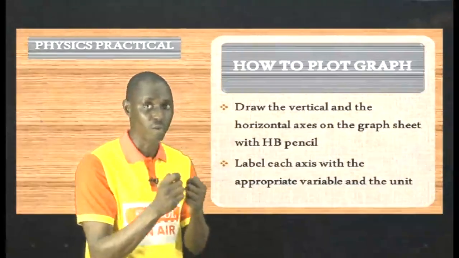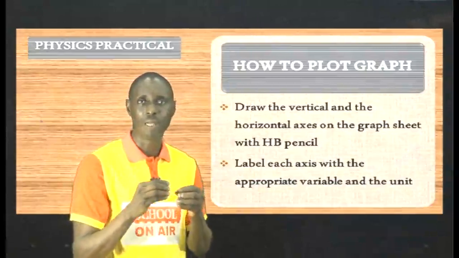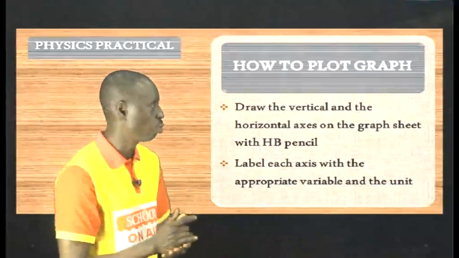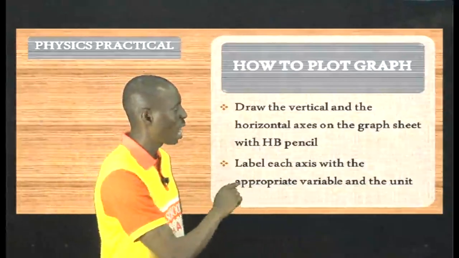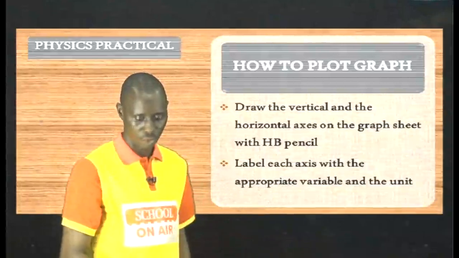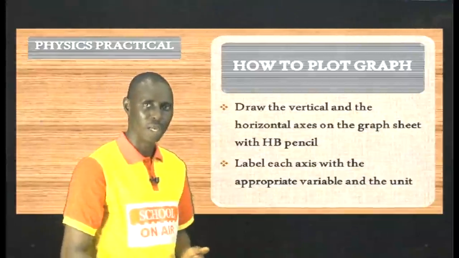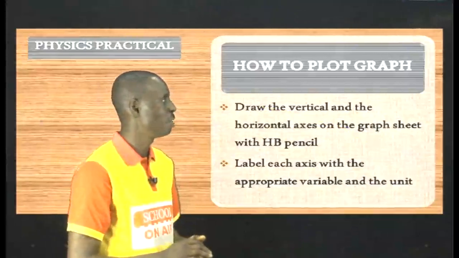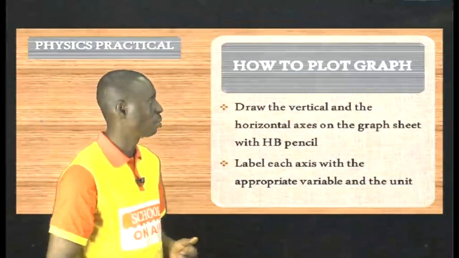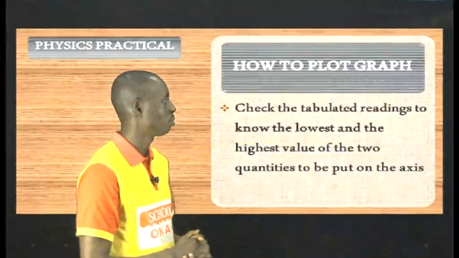You must know the scale of the graph, and this will go a long way in informing the examiner that you really know what you are talking about as it has to do with the question. So you have to label each axis with the appropriate variables and units. It is important, because it's only by plotting and labeling with appropriate variables and units that we know what you are definitely talking about. Without doing this, it will be difficult for us to know what you are talking about.